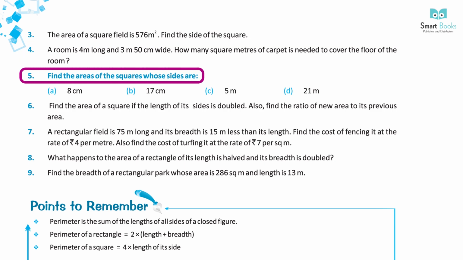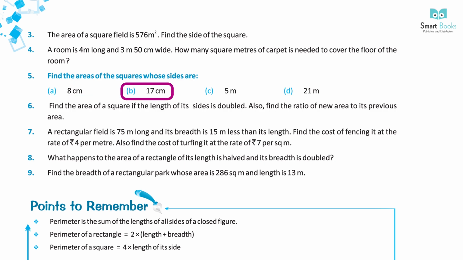Question 5. Find the areas of the squares whose sides are A. 8 cm, B. 17 cm, C. 5 meter, D. 21 meter. Solution: A. 64 cm square, B. 289 cm square, C. 25 meter square, D. 441 meter square.